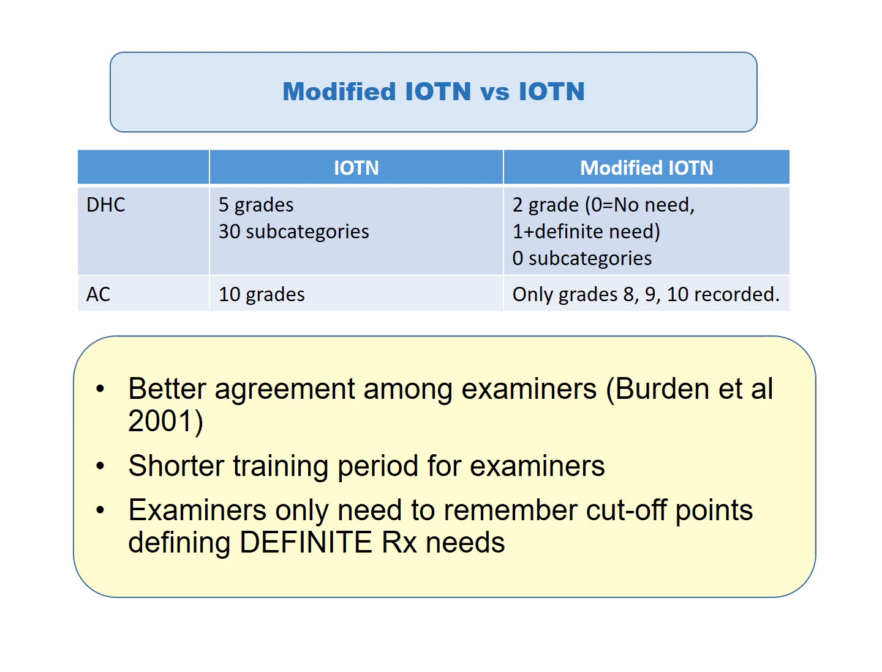Now, Burden et al. in 2001 found that the modified IOTN has better agreement among the examiners, and because it's simpler, the training period for examiners is shorter, because the examiners only need to remember cutoff points defining definite treatment needs. In other words, if you look at overjet, the examiner only needs to know the amount of overjet that will put the patient in category 4 and need not know the amount of overjet that will put the patient in category 5.